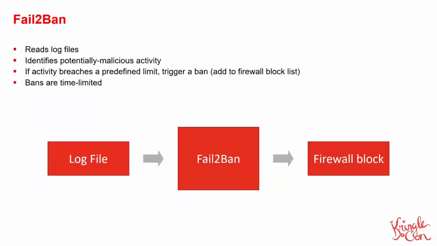Well, that's exactly what Fail2ban does. It reads in log files and uses pattern matching to try and identify which lines of those log files relate to potentially malicious activity. If that activity breaches a certain limit, a ban is triggered, typically adding the offending IP address to a firewall block list for a certain period of time. It's important here to note that we only want to trigger a ban if there is a certain level of malicious activity. After all, we don't want to block genuine users each time that they accidentally fat finger their password.